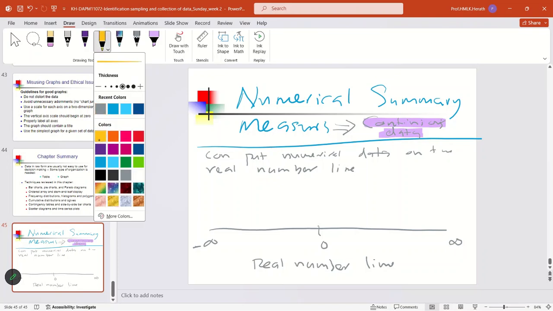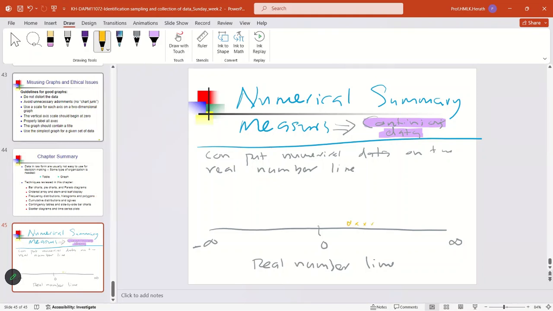Let's suppose we take a data set. If we put it on the number line, our data will look like this. Right? We can show our data. So likewise, we can show our data on the real number line.